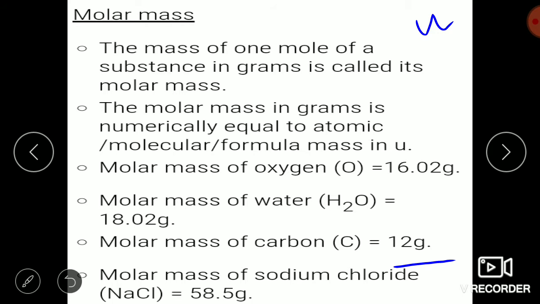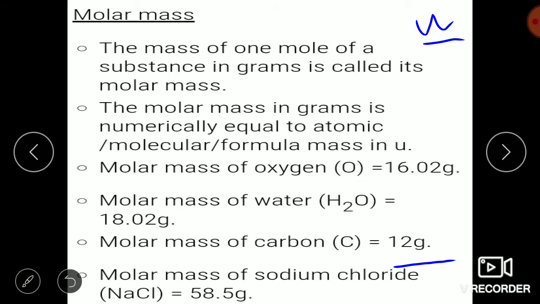Okay, now see, the mass of 1 mole of a substance in gram is called its molar mass. The mass of 1 mole of substance, if you represent it in gram, then it is termed as molar mass. The molar mass in gram is numerically equal to the atomic mass, molecular mass, formula mass in U. As I told you, atomic, formula and molecular mass we represent with U, but whenever we have to represent the molar mass, instead of writing U, we have to write gram.